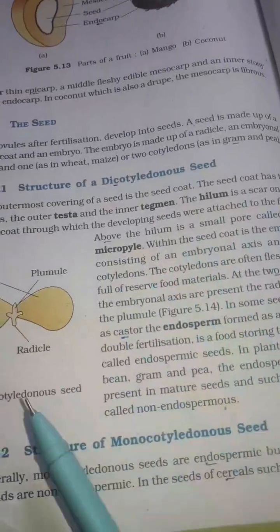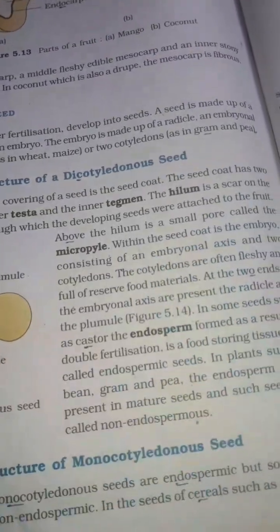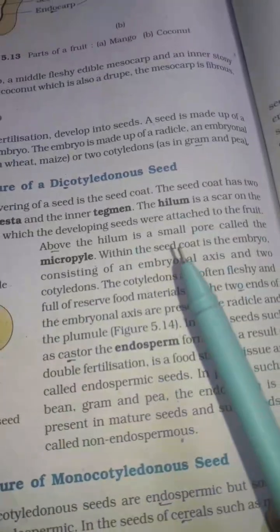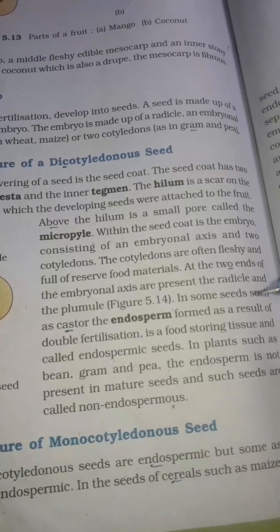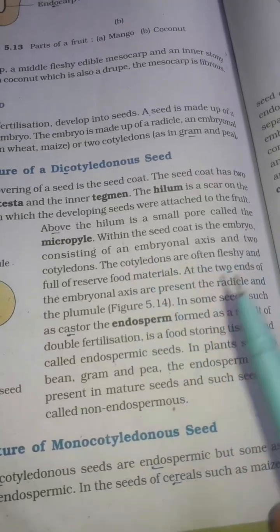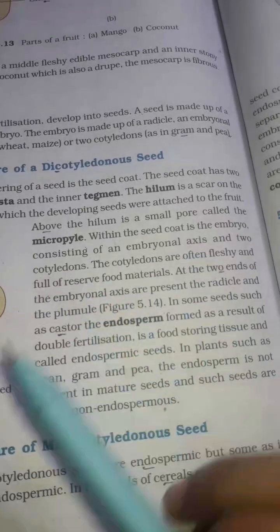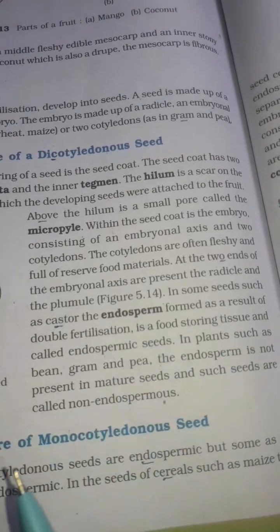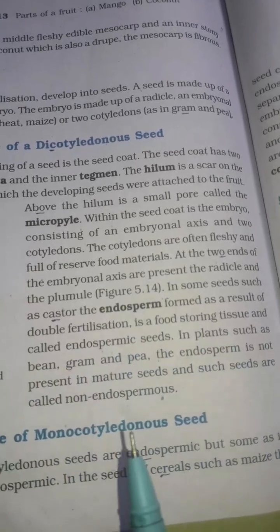Now above the hilum is a small pore called the micropyle. This micropyle is the way for absorbing water and all that. So this is micropyle. And remember, the cotyledons are often fleshy and full of food materials. So cotyledons are full of food materials. Food storing tissue is the endosperm. This is formed as a result of double fertilization.